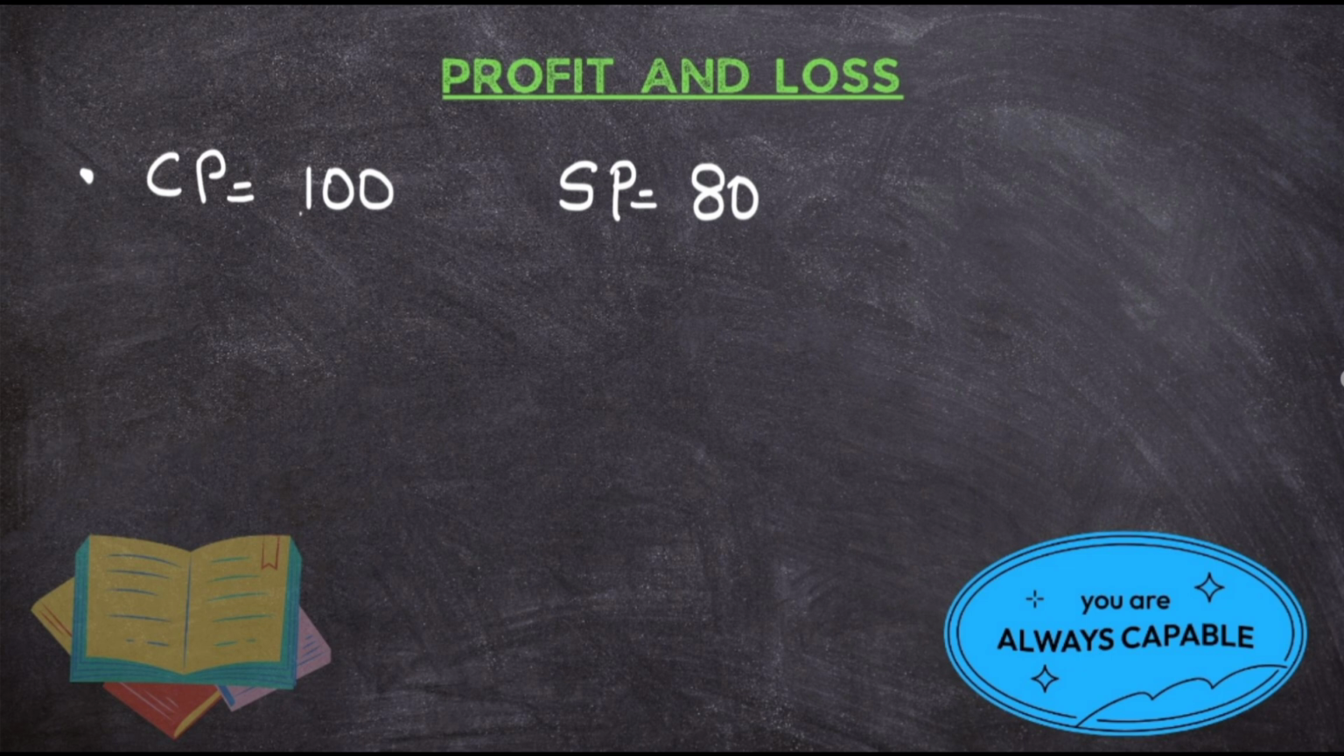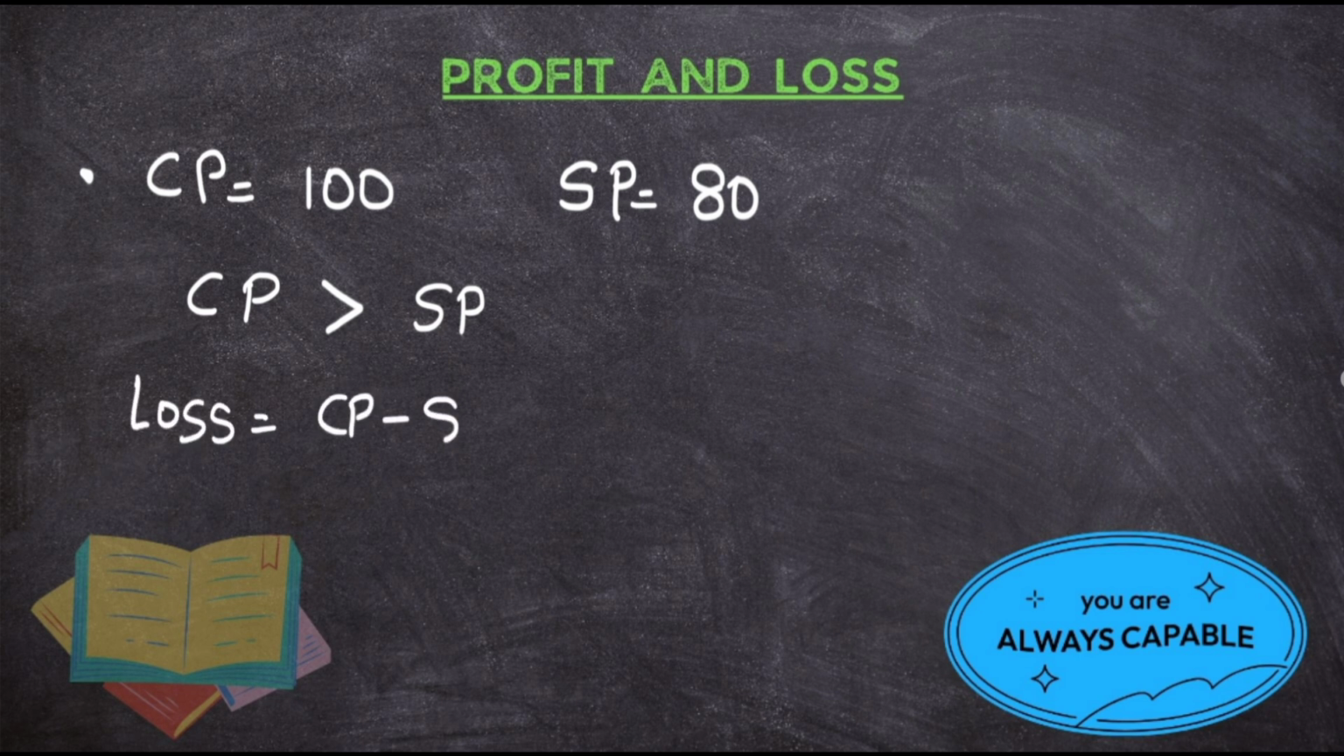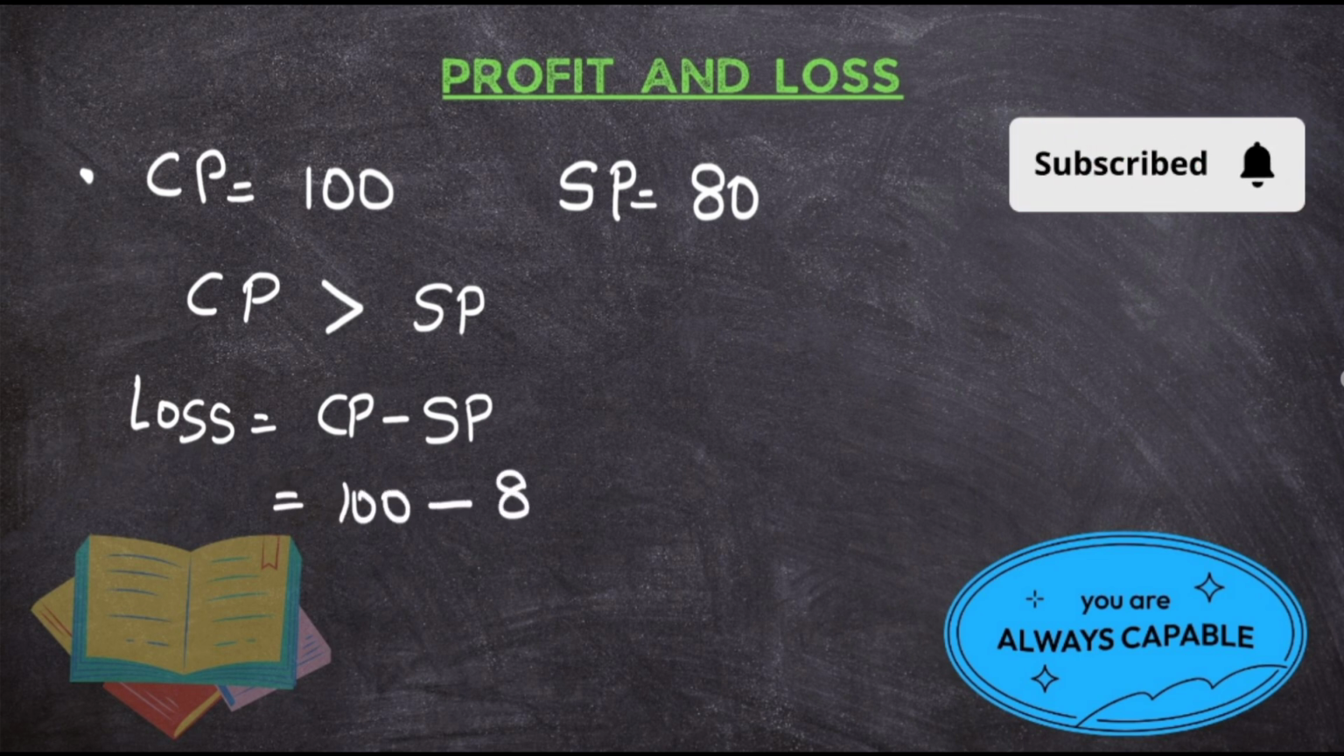So here, look at what you observe. Cost price is 100 and selling price is 80. So 100 is bigger than 80, so CP is more than SP. And what happens when cost price is more than selling price? Very good, there is a loss. So we are going to apply the formula of loss, which is cost price minus selling price. Cost price is 100 and selling price is 80. So 100 minus 80 gives you 20.